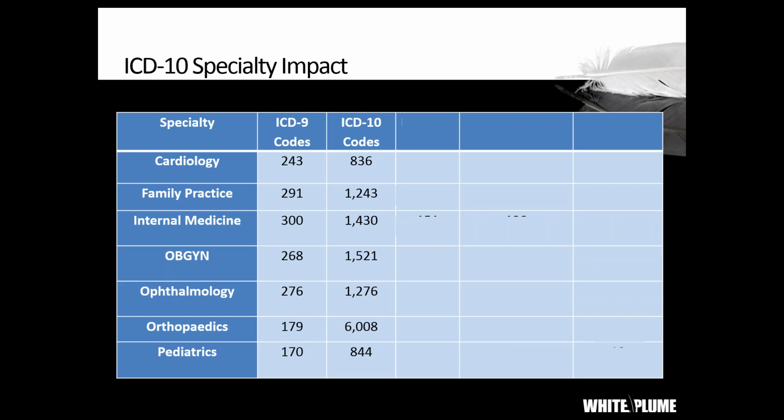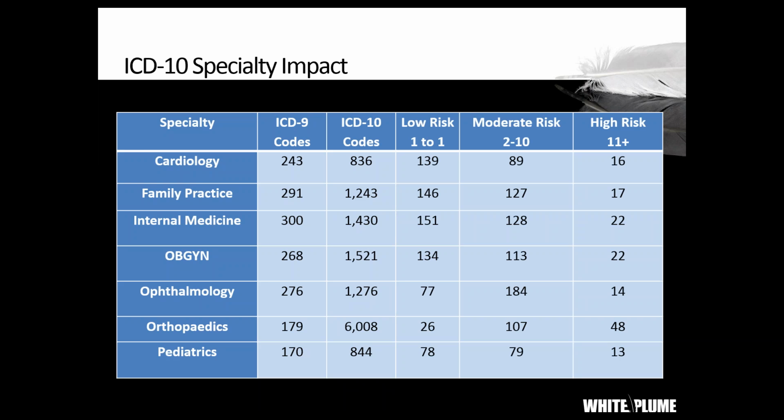What does that look like? Some are more difficult than others. So we put them into three different risk categories: low risk, moderate risk, high risk. And let me explain what that means, what that looks like. The low risk codes, everybody loves those. Those are the ones that have one code in ICD-9, and they match up exactly to one code in ICD-10. All right, those are pretty easy.